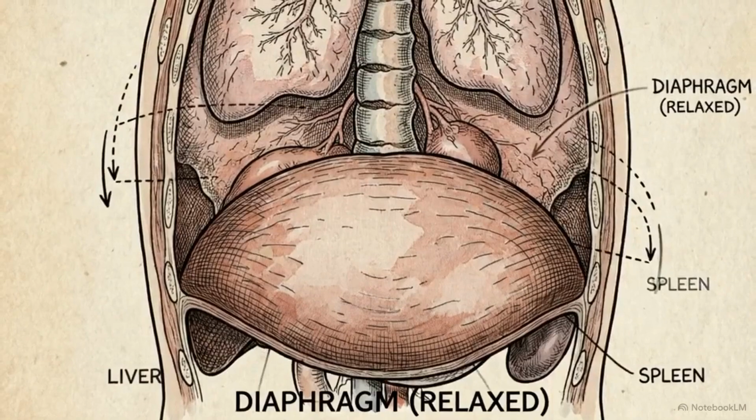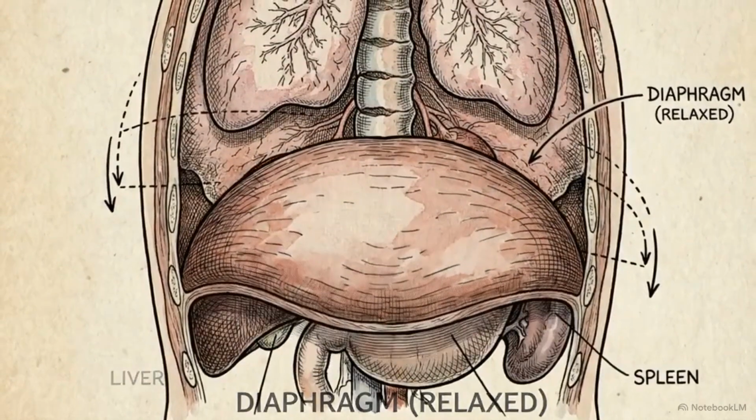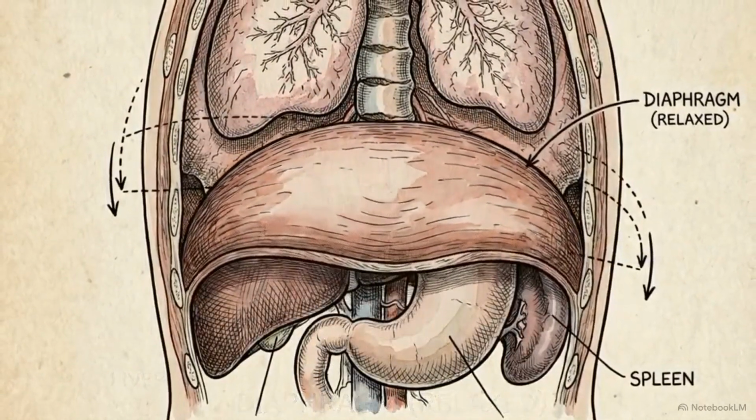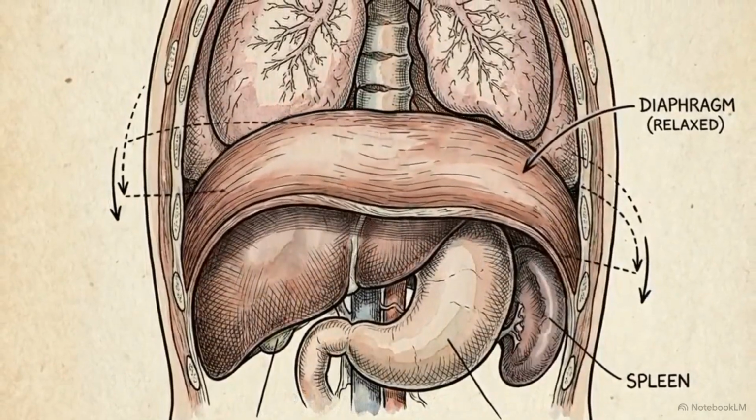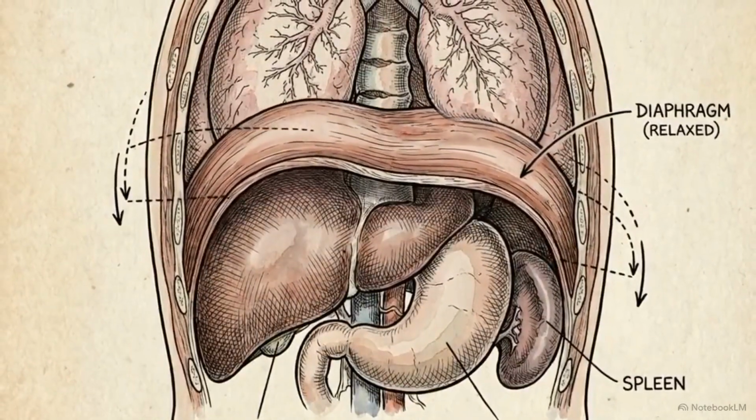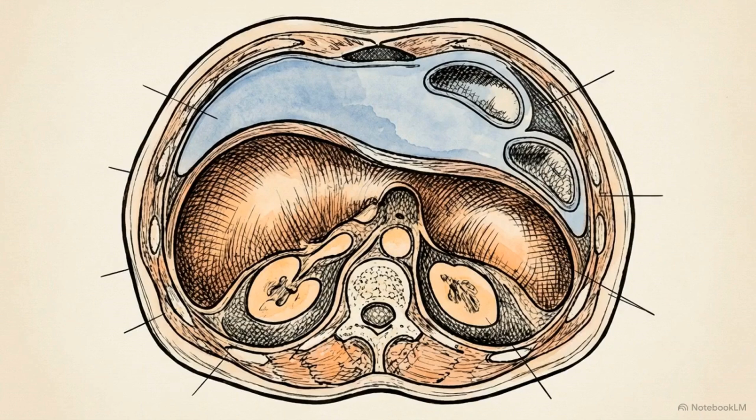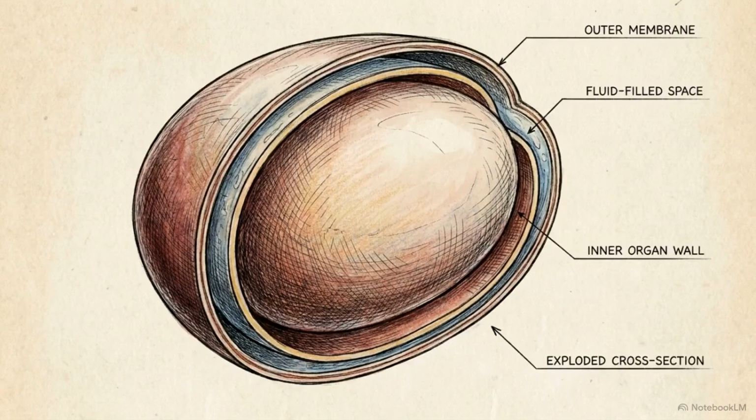Using these planes, we examine the ventral body cavity. This interior space is physically partitioned by a thick sheet of muscle called the diaphragm. The diaphragm divides the space into the superior thoracic cavity above and the inferior abdominal pelvic cavity below. Organs within these cavities are encased in highly specialized double-layered structures known as serous membranes.